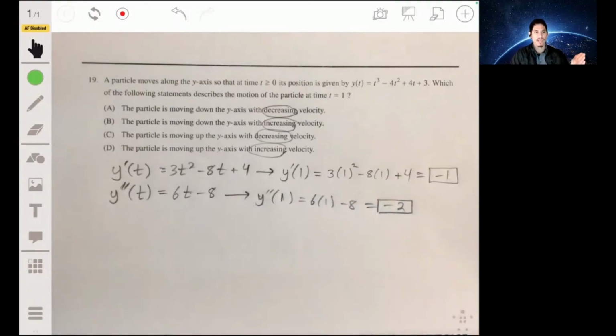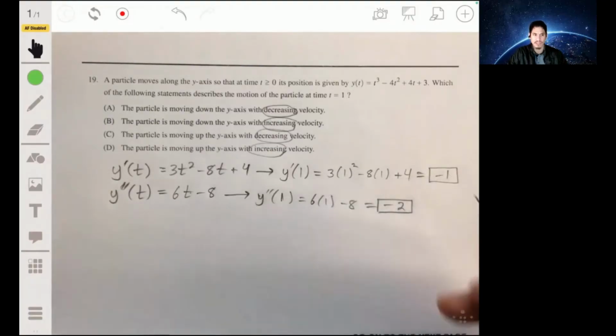Now, when we're talking about velocity, the sign basically describes the direction. So if velocity is positive, then it's moving in the positive direction. If velocity is negative, it's going to move in the negative direction. The value, like in this case 1, describes the magnitude, like the speed.